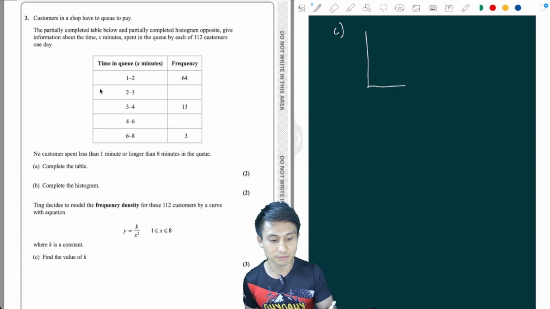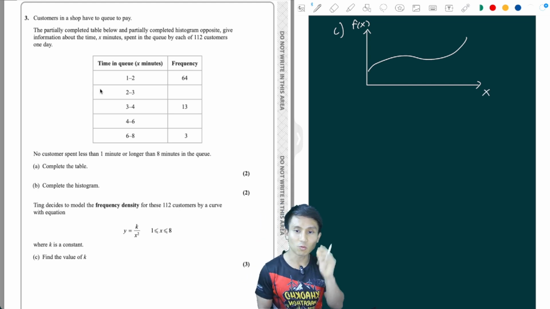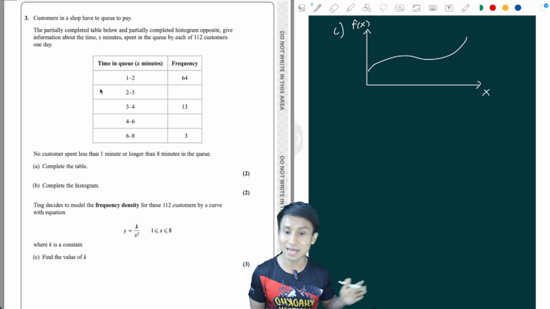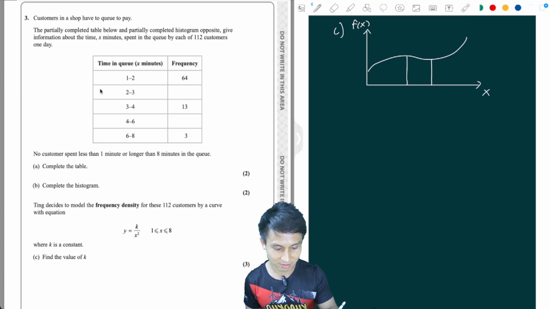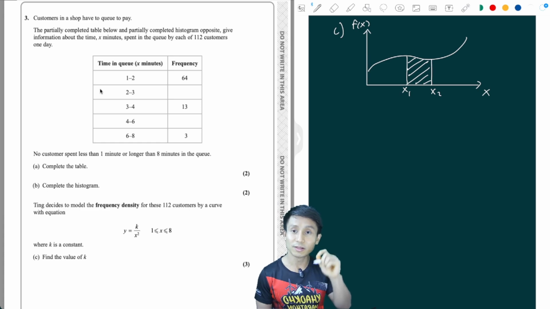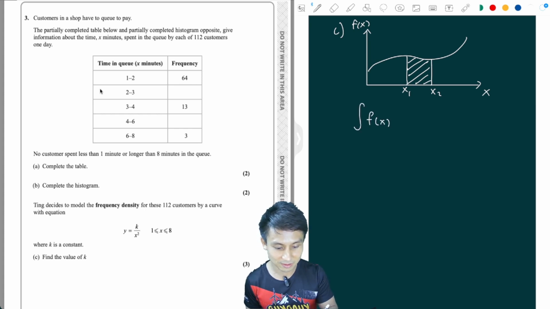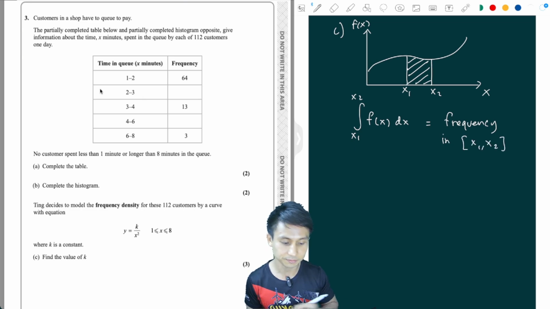Well, guys, for the concept of this one, if you are given any kind of plot, and it tells you that the y-axis is the frequency density against the x, which is the data, if you integrate an interval, let's say from x1 to x2, that area will give you the frequency in that interval. Mathematically we can put that into an expression like this, the integral of f(x) dx. So this will be the frequency in interval x1 to x2, in a continuous data like this. All right, so that's the concept there.